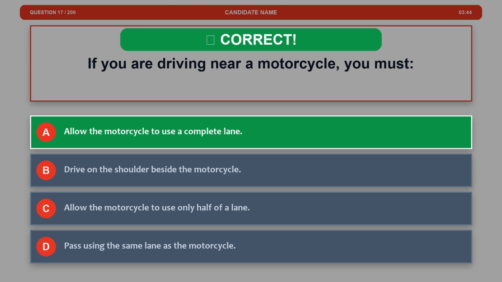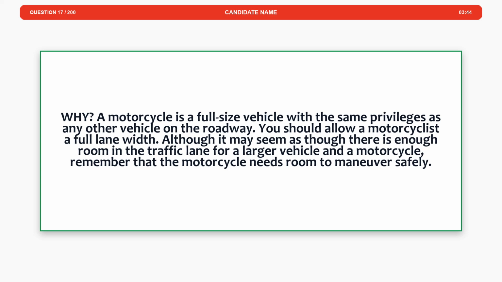The correct answer is option A. Allow the motorcycle to use a complete lane. Explanation. A motorcycle is a full-size vehicle with the same privileges as any other vehicle on the roadway. You should allow a motorcyclist a full lane width. Although it may seem as though there is enough room in the traffic lane for a larger vehicle and a motorcycle, remember that the motorcycle needs room to maneuver safely.